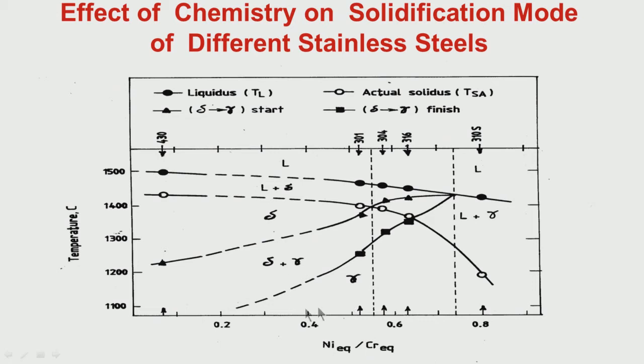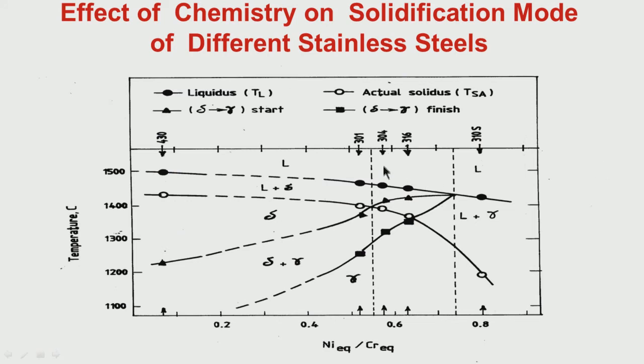For lower nickel equivalent by chromium equivalent, solidification is taking place only through delta. Only after delta is formed, that means solidification is complete, then gamma is coming. In between, this is 0.55 and this is 0.74, actually this value. So, this range indicates delta plus gamma and beyond this, gamma. So, like iron carbon, this portion is only delta solidification, this portion, that means very high nickel equivalent by chromium equivalent, only gamma, and in between delta plus gamma.